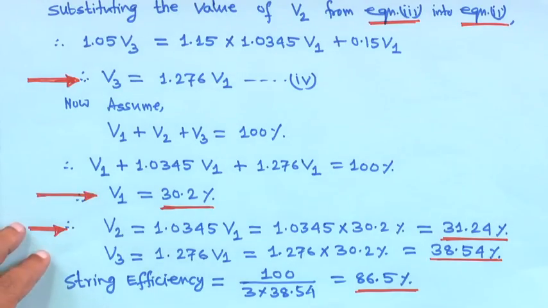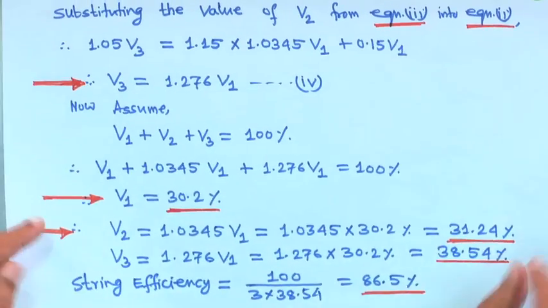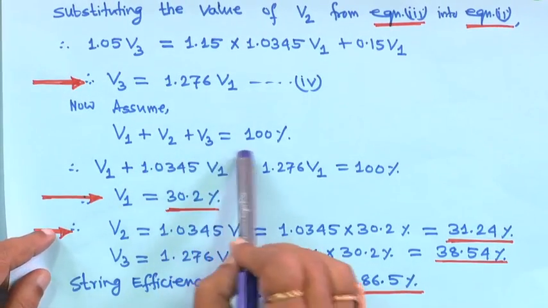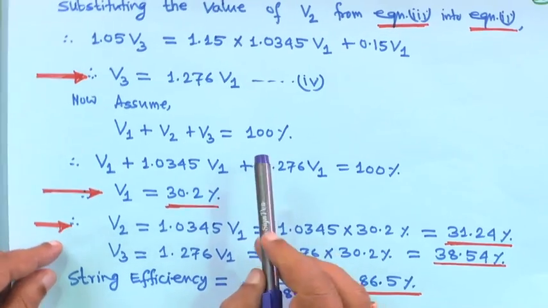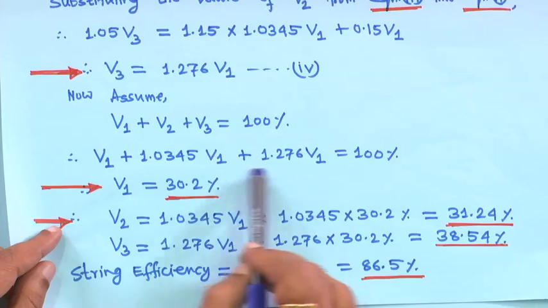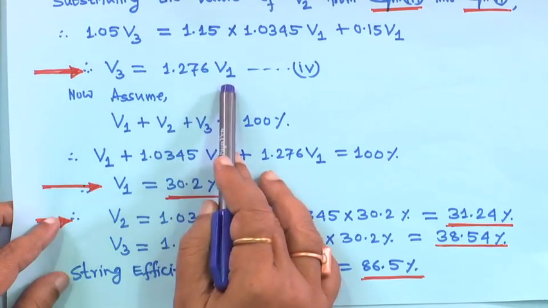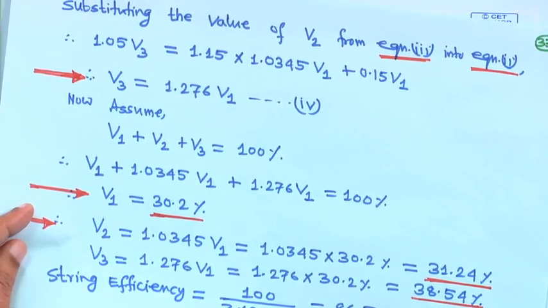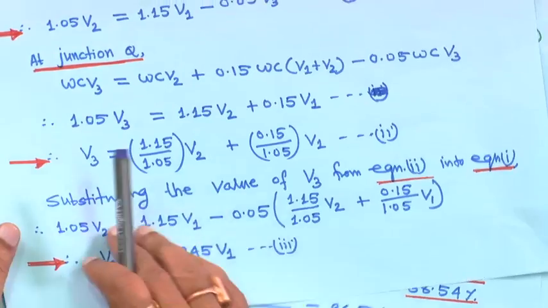So, what we will do, we will assume that in terms of percentage of voltage we will find out. We assume that V1 plus V2 plus V3 is equal to 100%. That means now V2 and V3 in terms of V1, we have got these. So, substitute here.